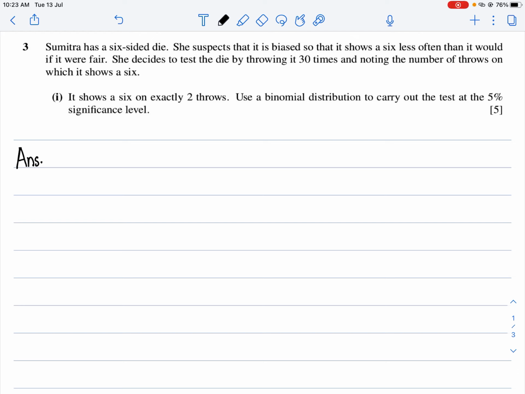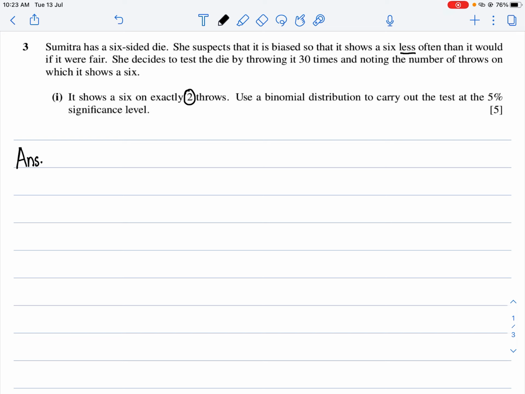This is the third question of the paper. Sumitra has a six-sided die. She suspects that it is biased so that it shows a 6 less often than it would if it were fair. Now she decides to test the die by throwing it 30 times and noting the number of throws on which it shows a 6. In part 1, it shows a 6 on exactly 2 throws. So I need to use a binomial distribution to carry out the test at 5% significance level.